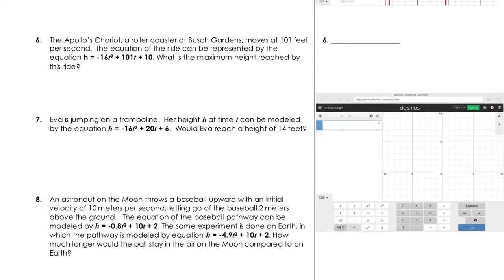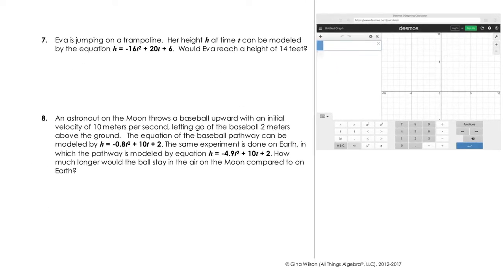Another example is number 7. So Eva is jumping on a trampoline, so I might draw a trampoline. And this trampoline has a safety net because, you know, safety first. And Eva is on the inside and she's jumping around. It says that her height can be modeled by this particular equation. So first off, let's take a look and see what her jumping pattern looks like.